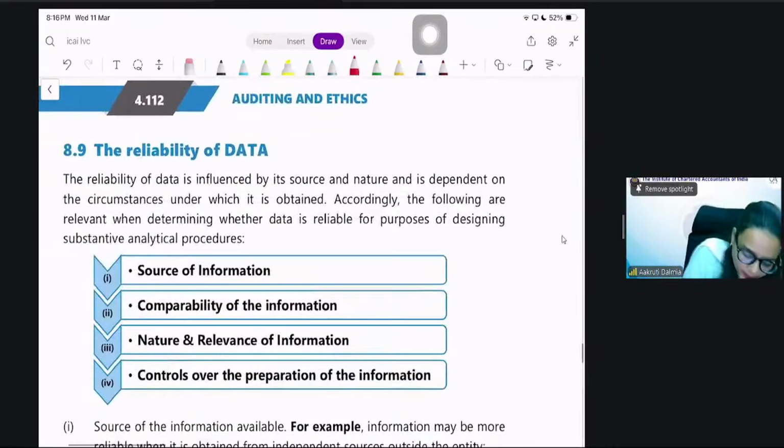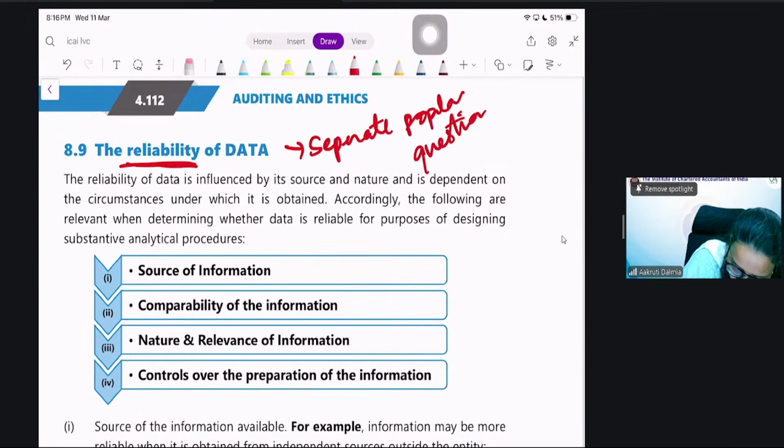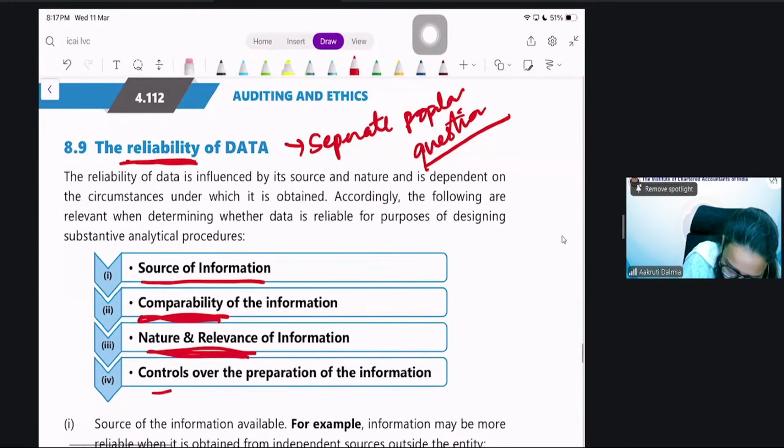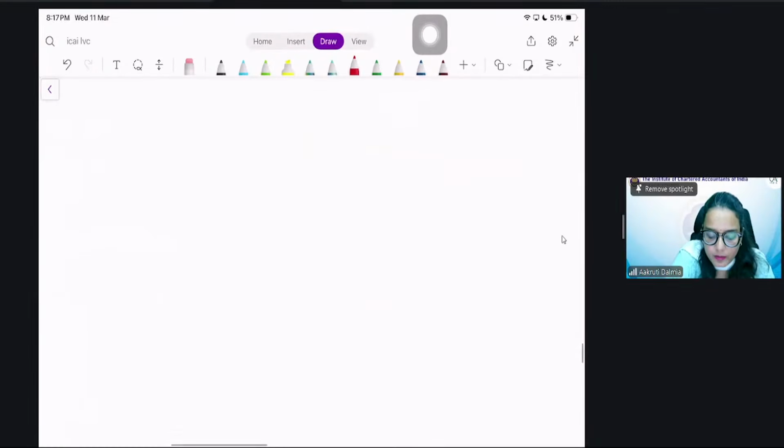Come on, reliability of data. How to check reliability? This is again separate popular question. How to check reliability of data if you want to use that data to do analytical procedure. Okay. You have to see what is the source of information, whether the information is comparable, nature and relevance of information, and controls over preparation of the information. Okay. What does this mean? Pay attention, please.